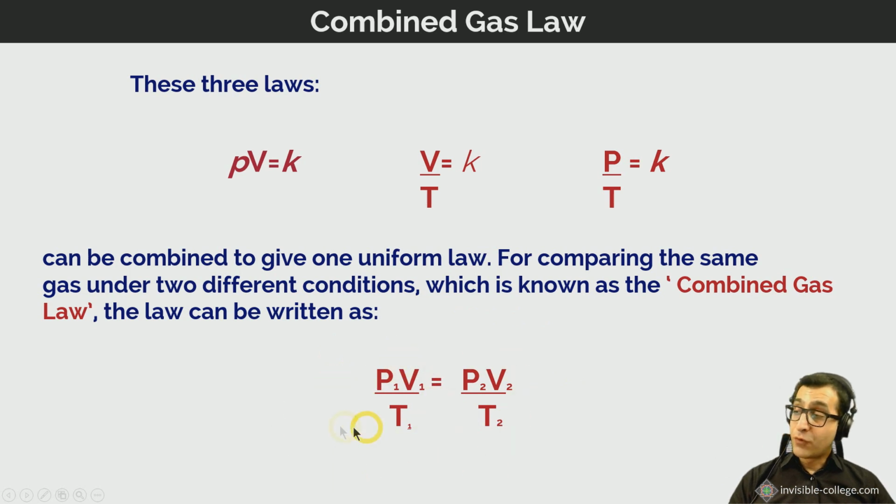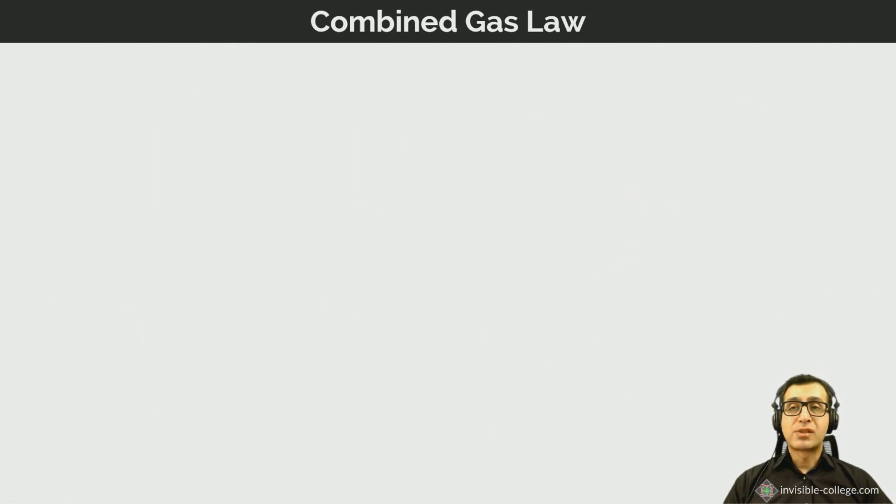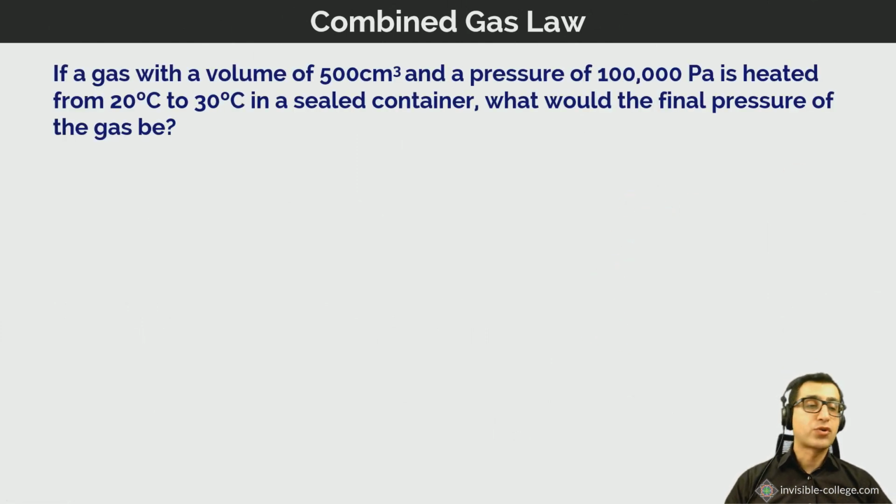So this formula describes the pressure, the volume, and the temperature of a gas under changing conditions. So let's take a look at how we use this formula. So here's a question for you to try. And again, I'm going to pause here. We'll take a break after we answer this question. I'm going to pause here and let you have a crack at this question.